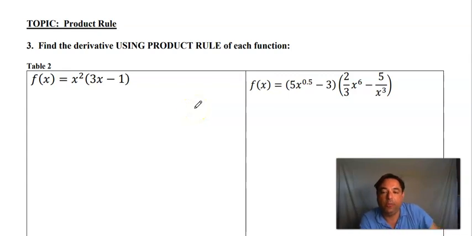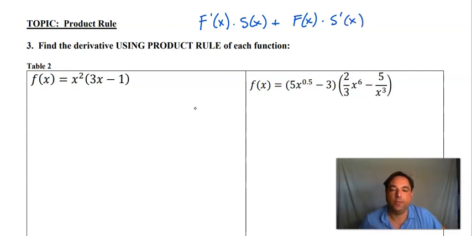Okay, for number 3, we're going to be using product rule. Now remember, with product rule, you're going to follow derivative of the first times the original second plus the original first times the derivative of the second. Okay, so we have two things being multiplied. That's the rule we're going to follow.